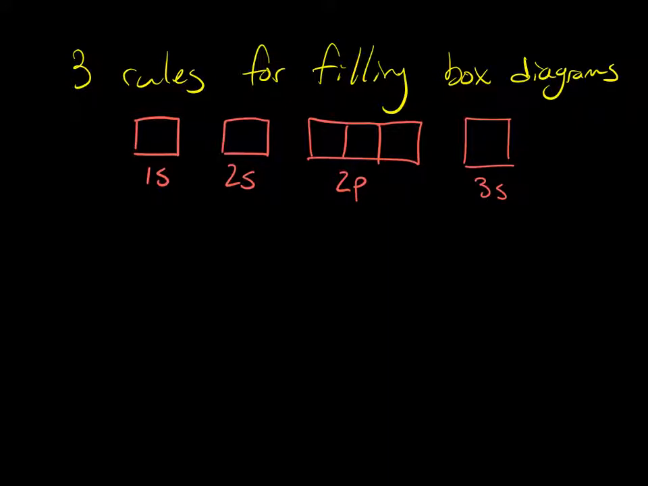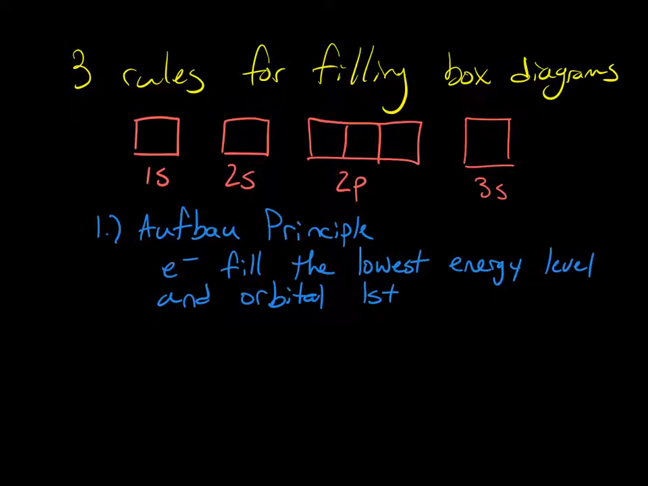But your first elements are simply going to fill the lowest energy levels available, which actually brings us to our first rule, the Aufbau principle, which says when filling boxes, electrons occupy the lowest energy level and orbital first. Basically what it means is if an electron has a choice, it's not going to hang out in the 3rd energy level, s orbital. No, it's not going to hang out up there. In fact, it's going to try and occupy the lowest energy level and orbital first.